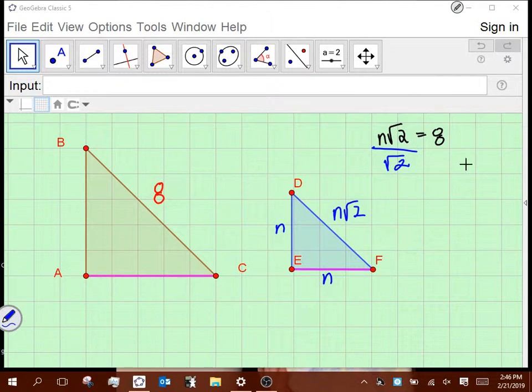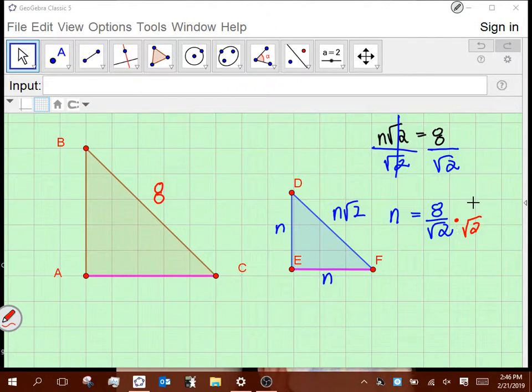Divide by radical 2. Do that to both sides, right? So we're going to cancel. It gives me n is equal to 8 over radical 2. Now, that is my exact answer, but it's not a sufficient or usually acceptable answer because we don't like radicals in the bottom. Okay? Remember how I can get rid of those radicals?